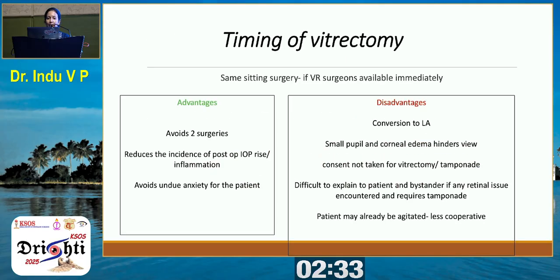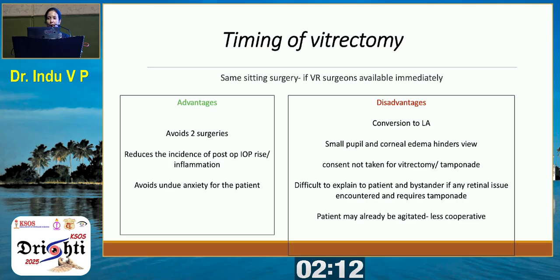So when we get patients like this, there are two options for us. One, you can do the vitrectomy in the same sitting if an in-house VR surgeon is there, or you can postpone the surgery for 1 or 2 days. The advantages of the same sitting VR surgery is that it avoids two surgeries and it avoids undue anxiety for the patient. But it has a few disadvantages also.